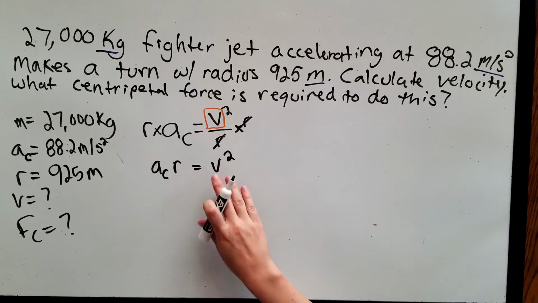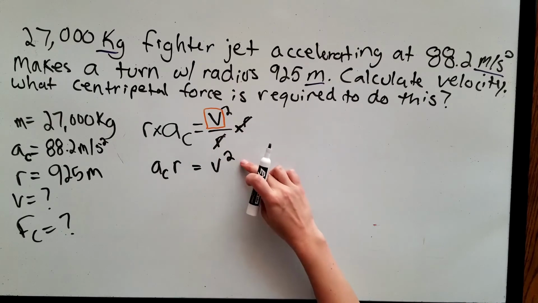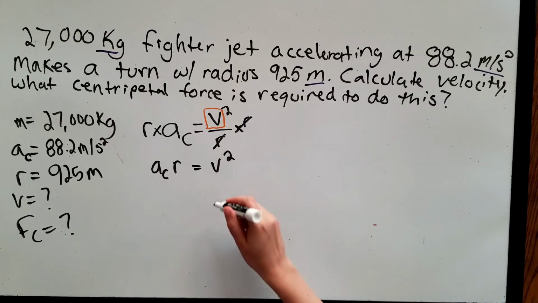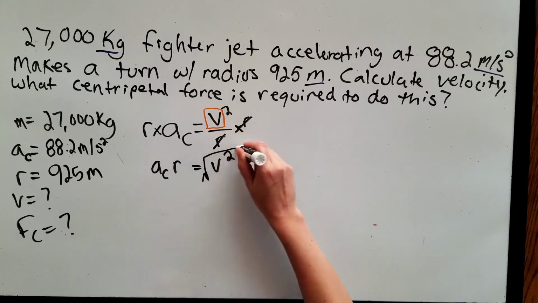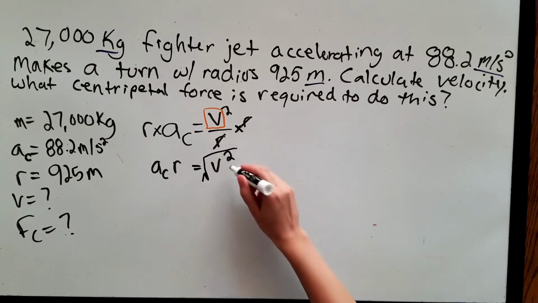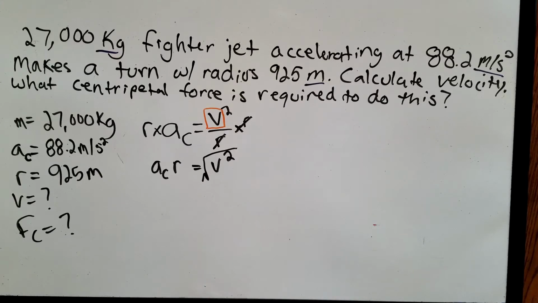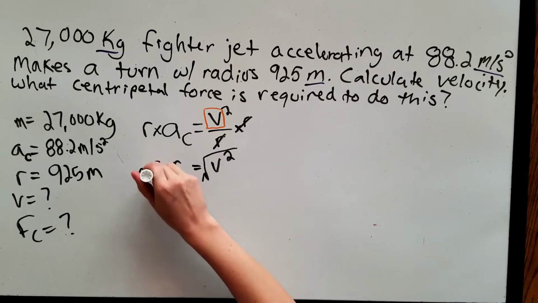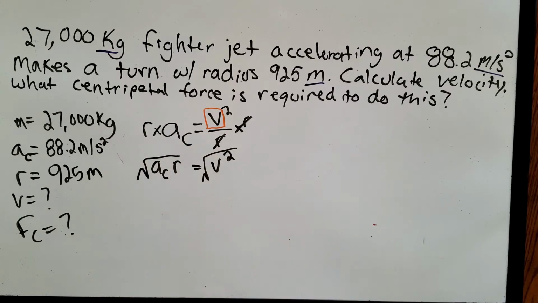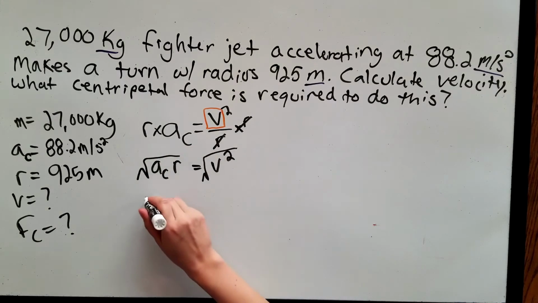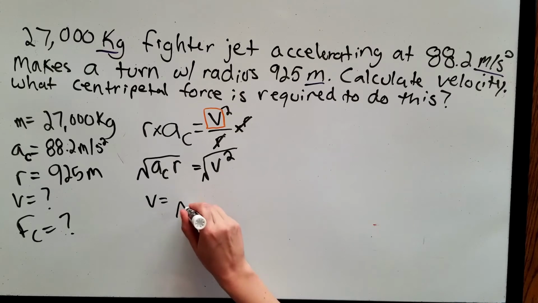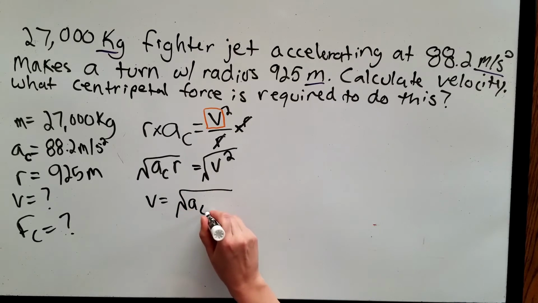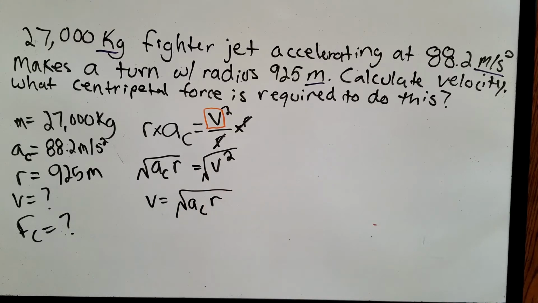Now, v's by itself over here, but it's still squared, so I need to get rid of that squared. In order to do that, I'm going to take the square root, because that's going to get rid of that superscript of 2. Since I took the square root of this side of the equation, I also need to take the square root of the other side. So now I have v is equal to the square root of A sub C r. So now I can plug in.